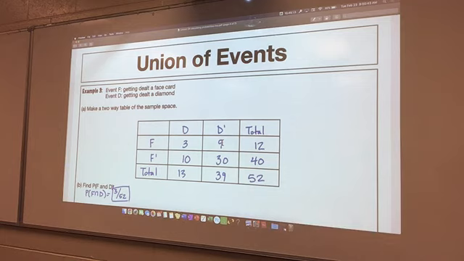Always make sure that, of course, you would set up your probability in fraction form, but then your final answer should be in decimals, probably to the 4th place value, rounding.